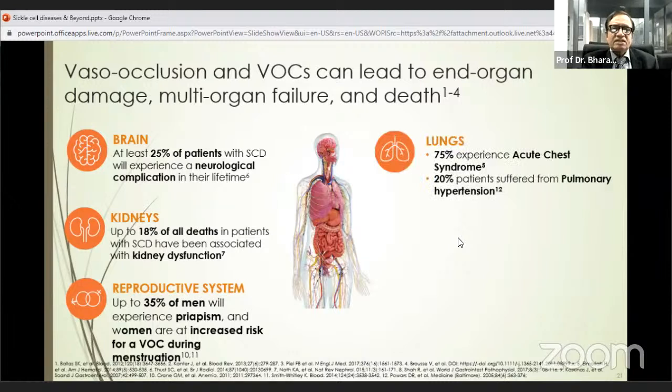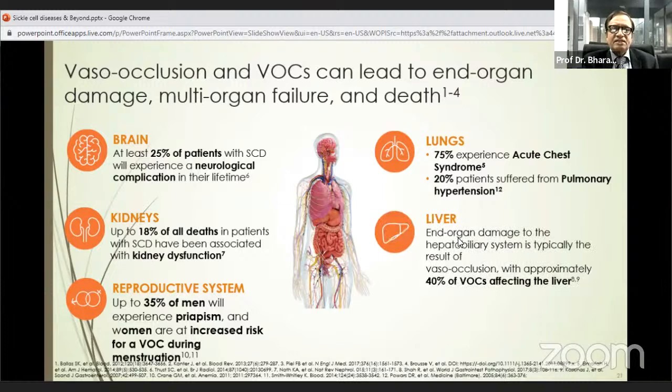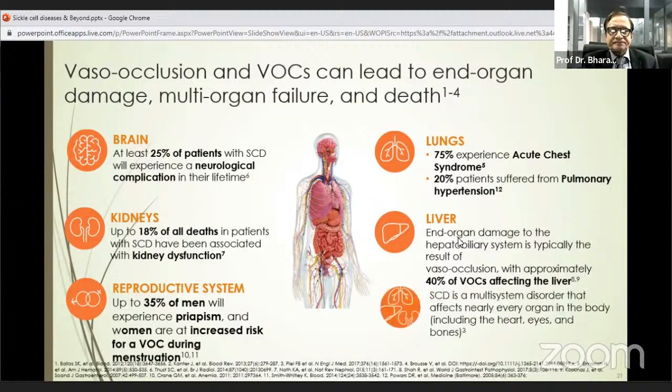And in lungs, 75% experience acute chest syndrome and 20% of patients suffer from pulmonary hypertension. In the liver, end organ damage to the hepatobiliary system is typically the result of vaso-occlusion, with approximately 40% of the VOC affecting the liver. So there is multi-organ failure, that is brain, kidney, reproductive system, lung and liver, and sometimes there is an early death. Sickle cell disease is a multi-system disorder that affects nearly every organ in the body, including the heart, eyes, and the bones.